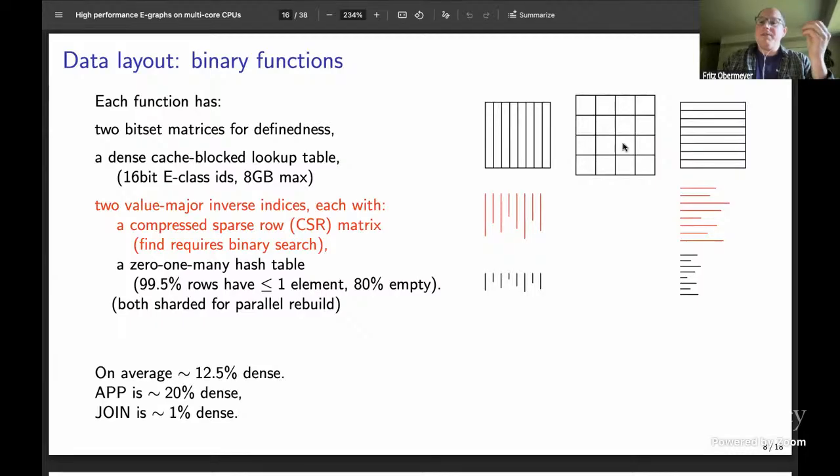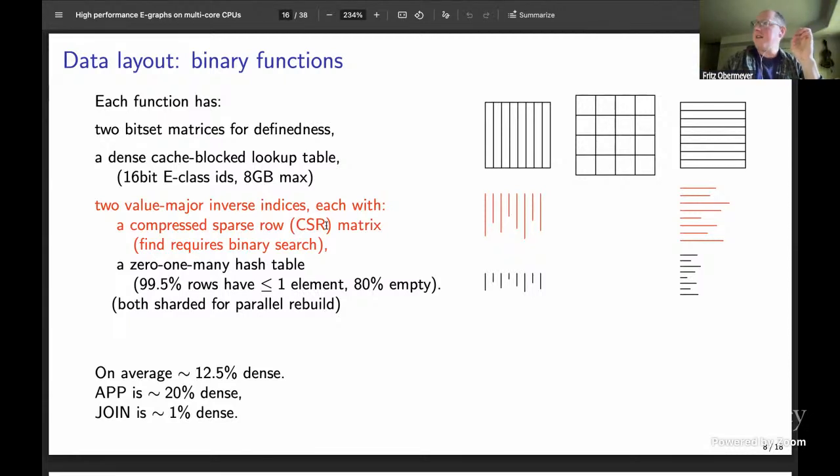So you can think of the lookup table as the canonical data table, and then there are these database indices built on top of that to make queries fast. Because I'm using just binary functions, I can use compressed sparse row matrices, and these work really well. They're value major. So given a particular value, there's a sorted vector of tuples that have the left-hand side, right-hand side, and that makes the value-pinned queries super fast. They're just like a sequential scan.